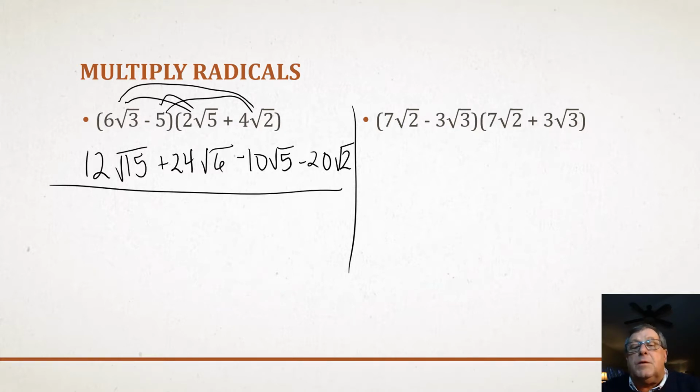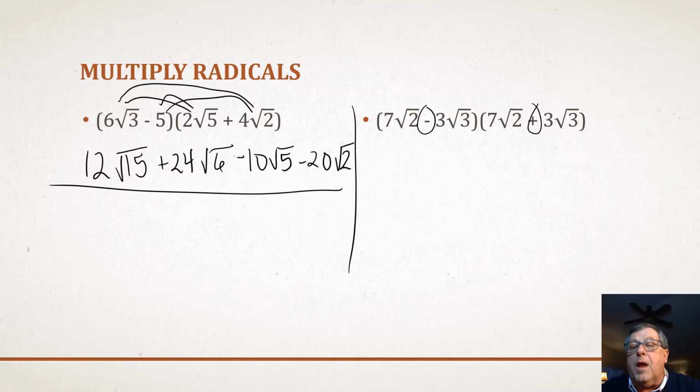Well, let's look at the next one. We've got 7 times the square root of 2 minus 3 square root of 3 times 7 square root of 2 plus 3 square root of 3. When I look at that, these two binomials are conjugates. Look at the difference there. One of them has a negative sign: 7 square root of 2 minus 3 square root of 3. And the other one is 7 square root of 2 plus 3 square root of 3.